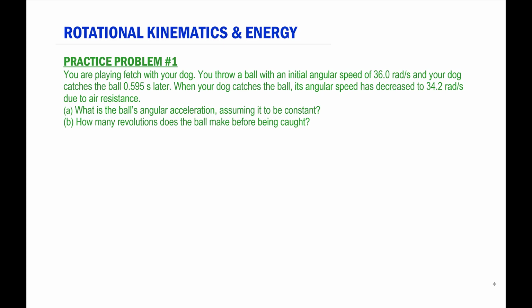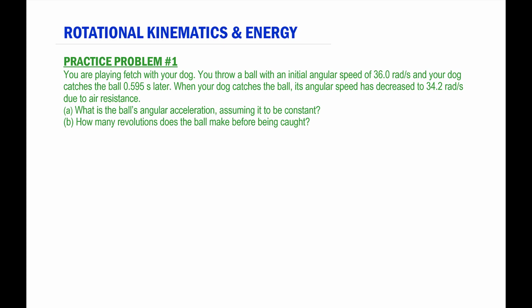In this problem, you are playing fetch with your dog. You throw a ball with an initial angular speed of 36 radians per second, and your dog catches the ball 0.595 seconds later. When your dog catches the ball, its angular speed has decreased to 34.2 radians per second due to air resistance. A, what is the ball's angular acceleration, assuming it to be constant? And B, how many revolutions does the ball make before being caught?